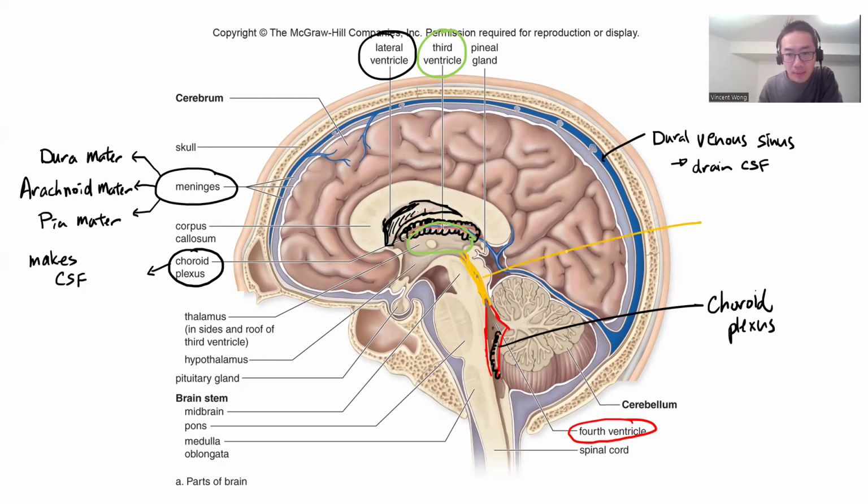What is it? The cerebral aqueduct. That's right. That is the cerebral aqueduct. Aqueduct. Okay, so I think those are the key things that we have learned so far.